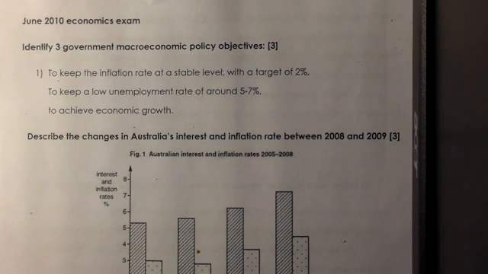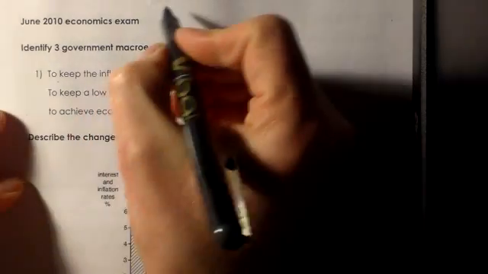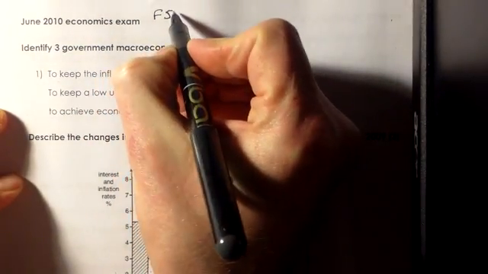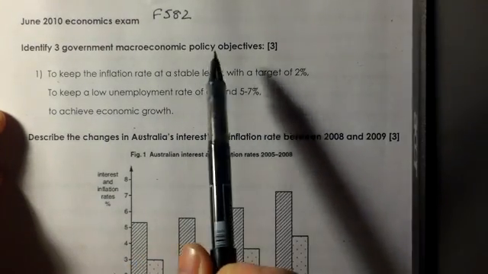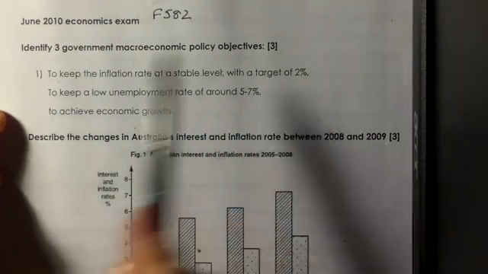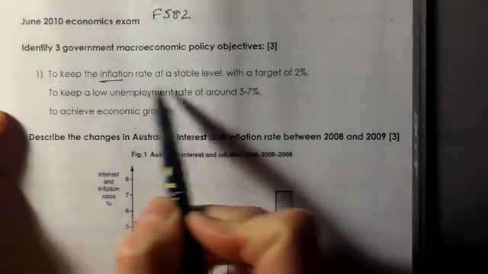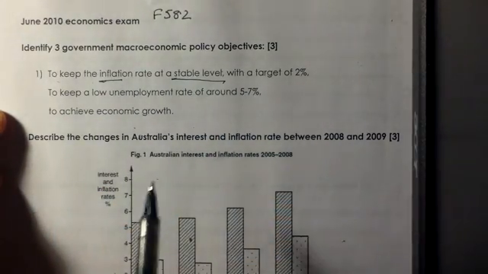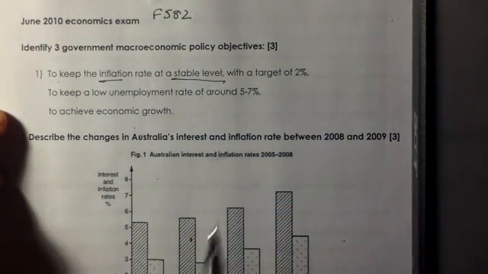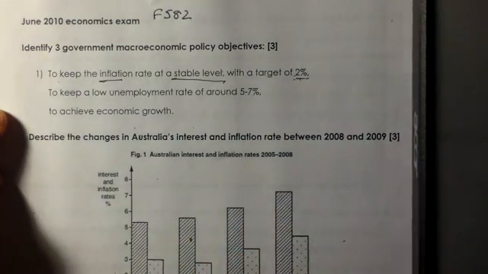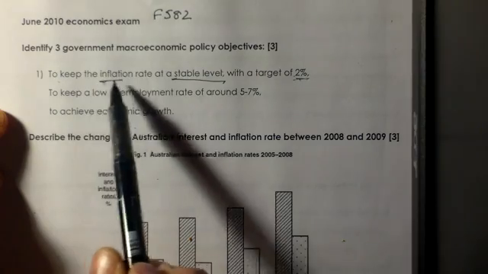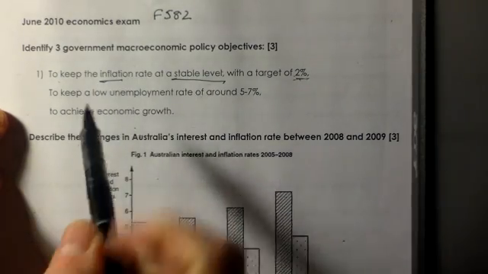Okay, so this is a run through of the June 2010 F582 paper. The first question is: identify 3 government macroeconomic policy objectives. It's worth 3 marks. We've got inflation being stable, or price stability is another way of saying that, with a target of 2%. That applies to the UK. The key information that would be looked for is inflation at a stable level.